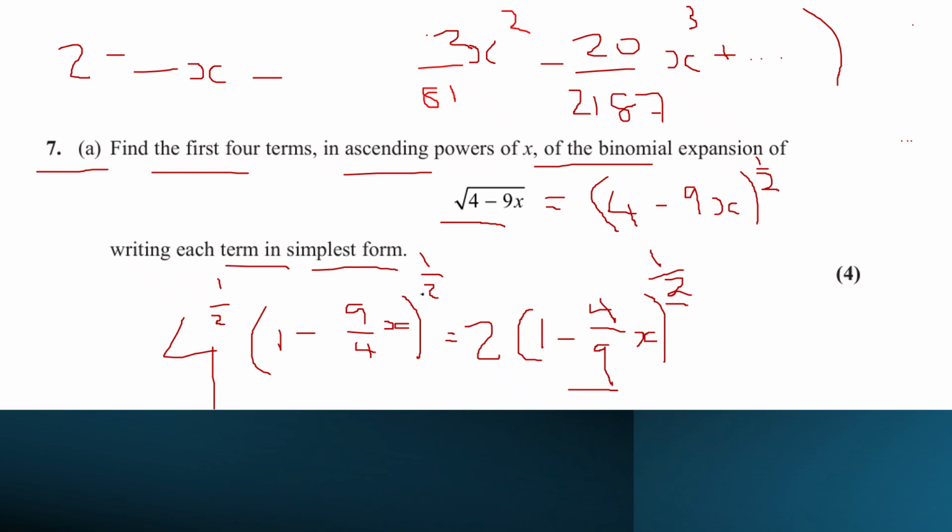Then 2 is being multiplied by the x squared term. Sorry guys, if I'm going a bit quiet, I was trying to do it on my calculator, just checking everything. And then 2 times the x cubed fraction. And that, guys, is our first 4 terms of the binomial expansion of the square root of 4 minus 9x, or 4 take away 9x. I hope that makes sense. Okay, thanks for watching.